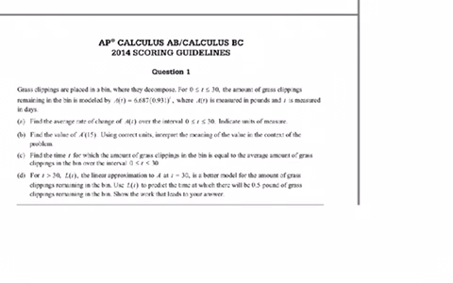Okay, let's look at question 1C. Find the time t for which the amount of grass clippings in the bin is equal to the average amount of grass clippings in the bin over the interval from 0 to 30. Okay, so what do we have to do here? Well, you want to look at this question and see that it's talking about the amount of grass clippings in the bin equal to the average amount of grass clippings in the bin over the interval.